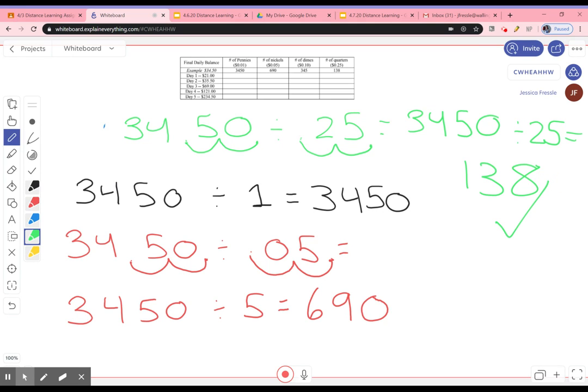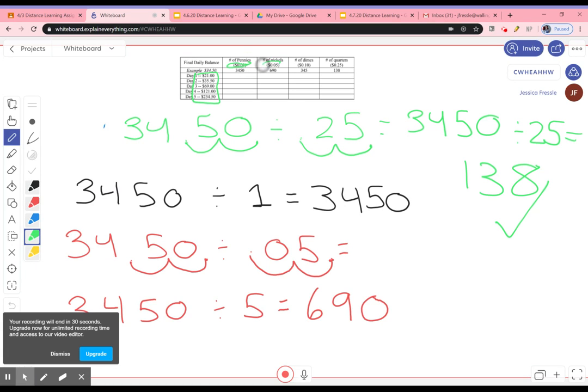Now you're going to go down the line for day 2, day 3, day 4, and day 5, and we're going to use now these numbers here as our first number, and then we're still dividing by whatever number is up here. So we're going to have 1, 2, 3, 4 equations per day. Okay, so go ahead and do that now.